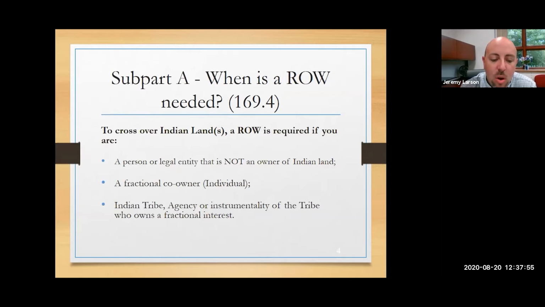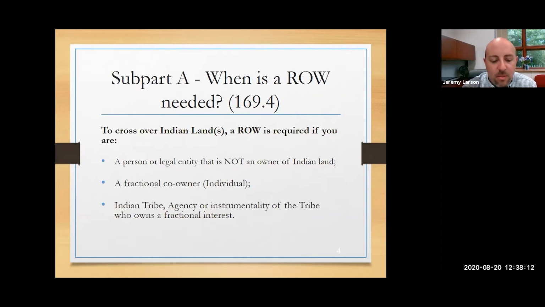A fractional co-owner is an individual who has an interest in the land but is still required to obtain consent from majority of his or her co-owners unless 100% of the owners give permission to cross without a right-of-way.